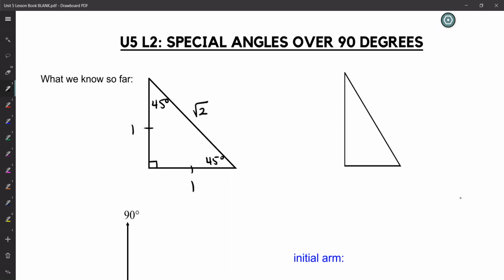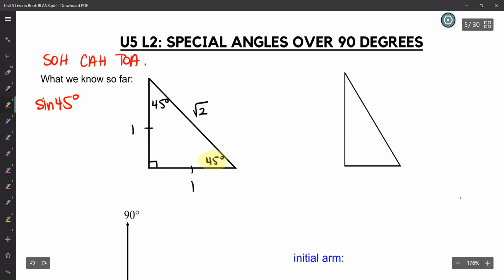So if I know that the 45, 45, 90 triangle has sides of 1, 1, and root 2, Ryan, if I asked you to set up the sine of 45, how could you do that here? Yeah. What are the side ratios for sine 45? Remember SOHCAHTOA? Someone want to help him out? Sirwa? Yes, that's because opposite to 45 and hypotenuse here are 1 and root 2.